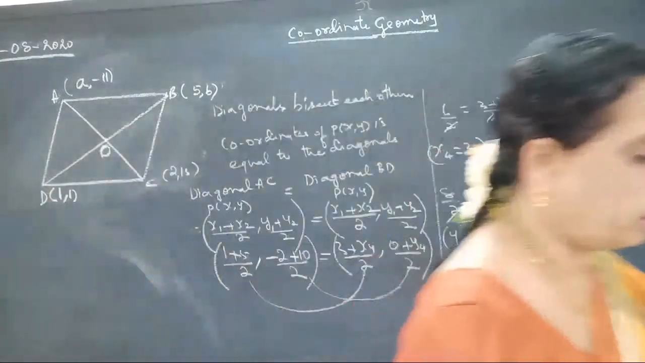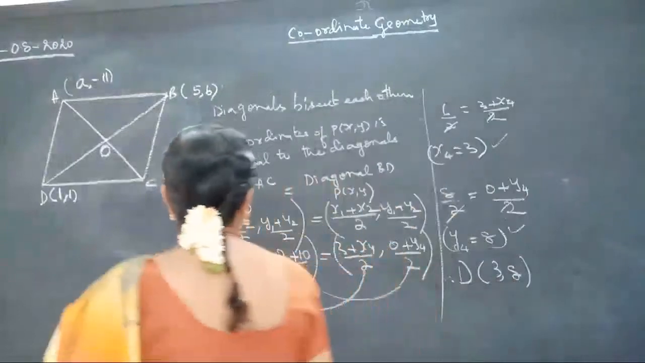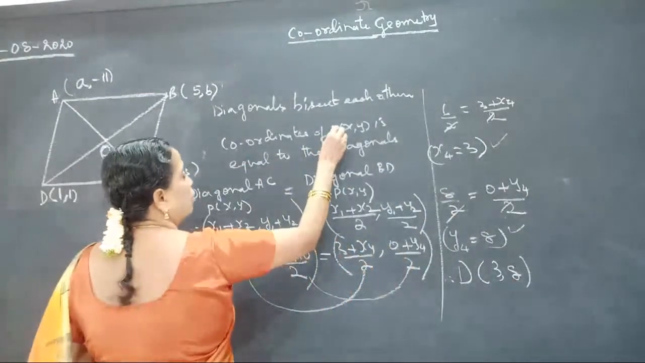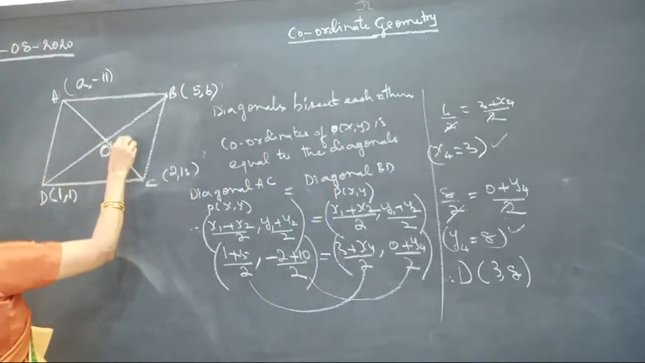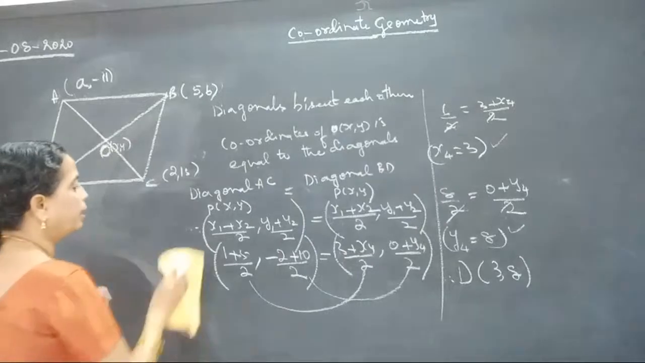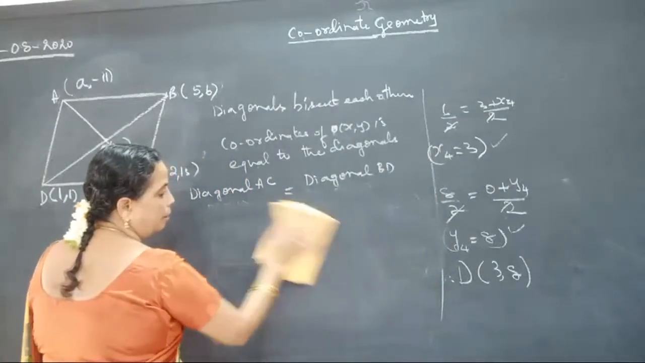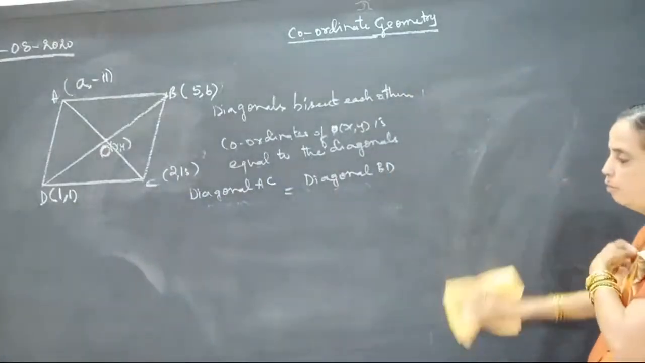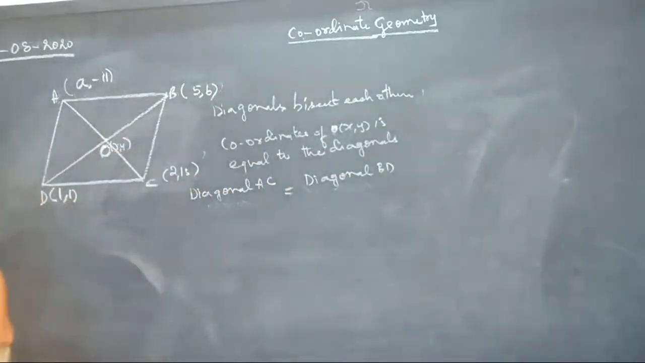Like the previous question, here also you should mention the diagonals' coordinates. Here I mention O, take it as O, x comma y, equal for both diagonals. So apply the midpoint formula condition and find the values of a and b. Can you try?